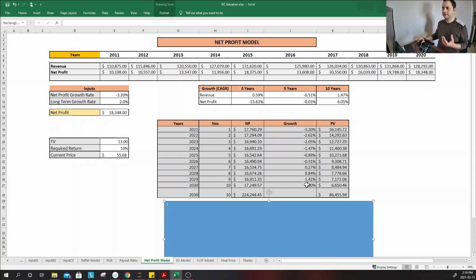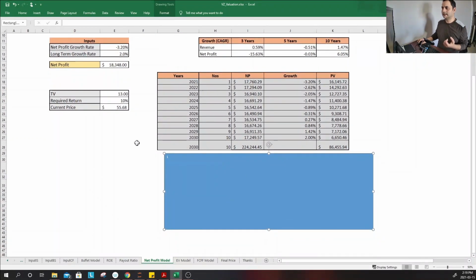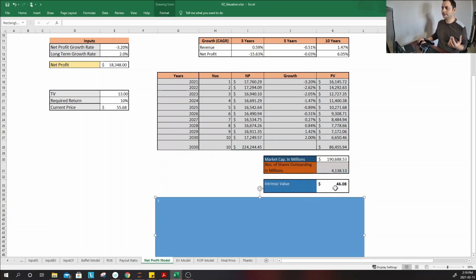So if I take that and forecast for the next 10 years, it gives a terminal value of only 13, and my discount rate is 10%. If I use that approach, the value of the company is $190 billion. These are all numbers in millions. The number of shares outstanding is 4.138 billion. So this gives me only $46 from this profit.